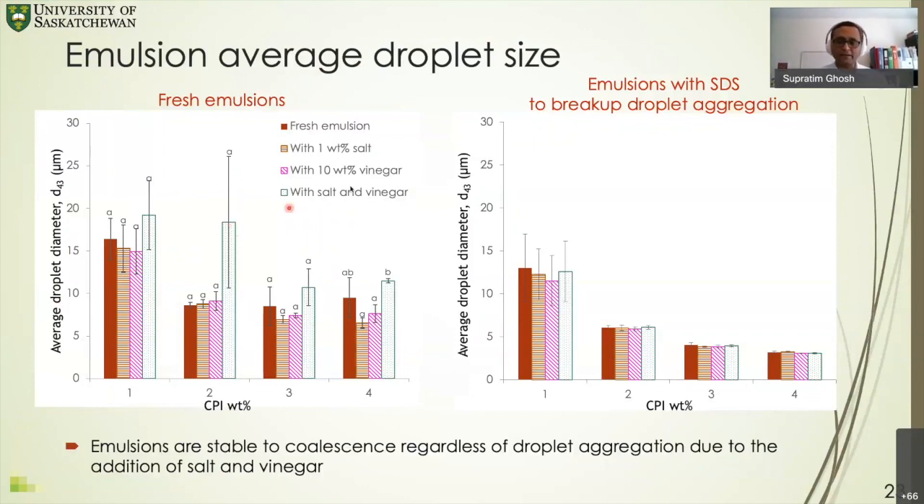So then we added sodium dodecyl sulfate to break up the aggregation, and you see that the droplet size is actually constant no matter what treatment you do. So that told us that the droplets were very stable. No coalescence happened even when you add both. But because of the addition of salt and vinegar, the droplet aggregation significantly increased. And that aggregated structure gave us the gel-like emulsion.